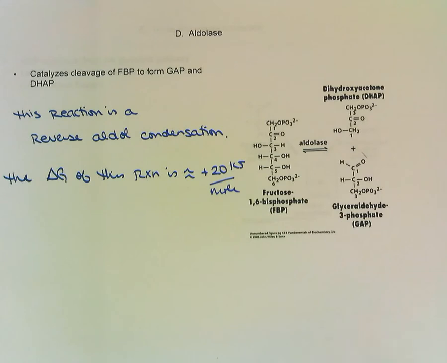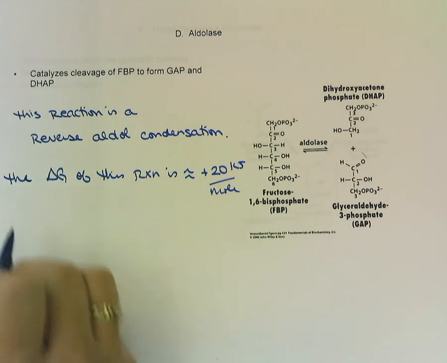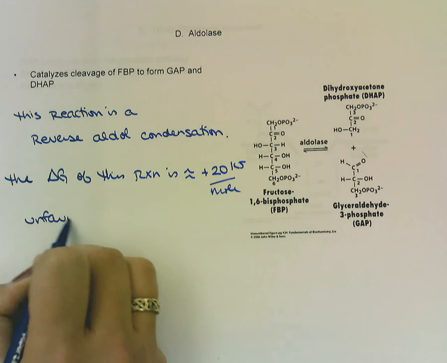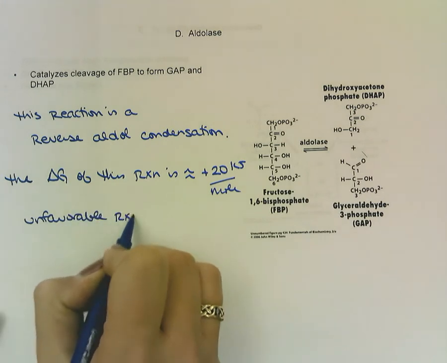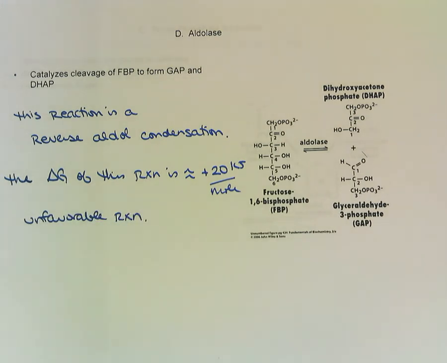So as you can imagine, a cleavage reaction usually requires energy to force the bonds to break. And as such, the delta G of this reaction is around 20 kilojoules per mole. So what does that say about the likelihood of this reaction occurring on its own without some input? Very unlikely. So this is an unfavorable reaction. But luckily, we're going to couple it with some other reactions to make it more favorable.